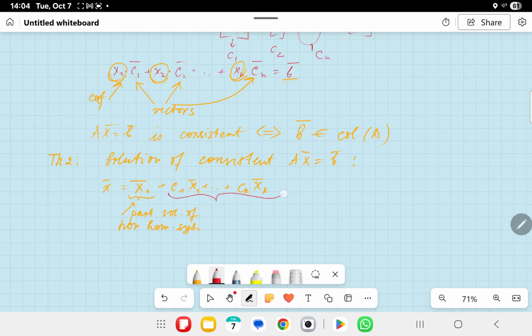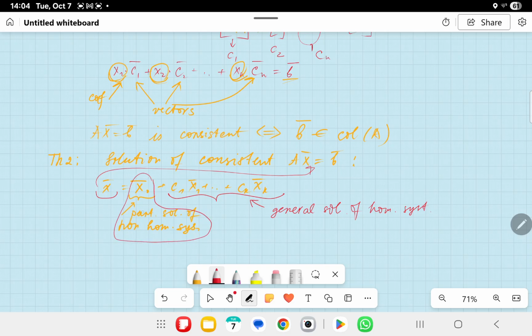I was calling this part the general solution of the homogeneous system. You probably remember. And any general solution of this system can be represented as a sum of any particular solution of the non-homogeneous system, just one singular solution, plus the general solution of the homogeneous system. I'm going to write it down, AX equals 0.